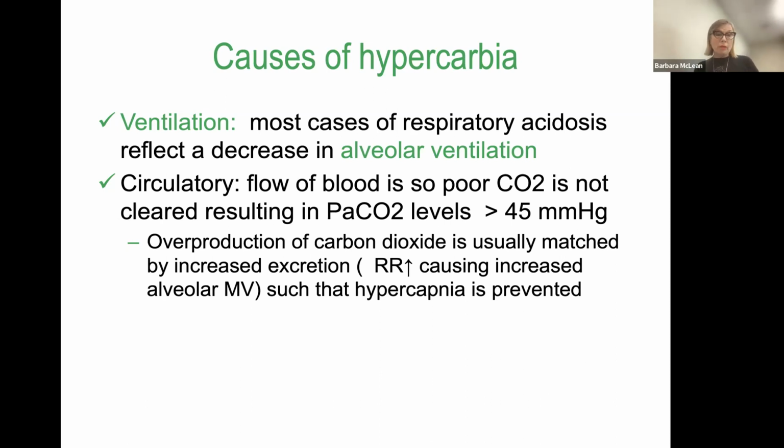Circulatory is much harder. It's harder for you to evaluate. It's harder for you to discuss. It's harder for you to get somebody to do something about. But it is vitally and profoundly important. If the flow of blood is so poor that CO2 is not cleared in the lung, or we have respiratory acidosis at the cellular level, that is telling you that you have a patient with poor blood flow state. You've got to try to adjust their blood flow state.